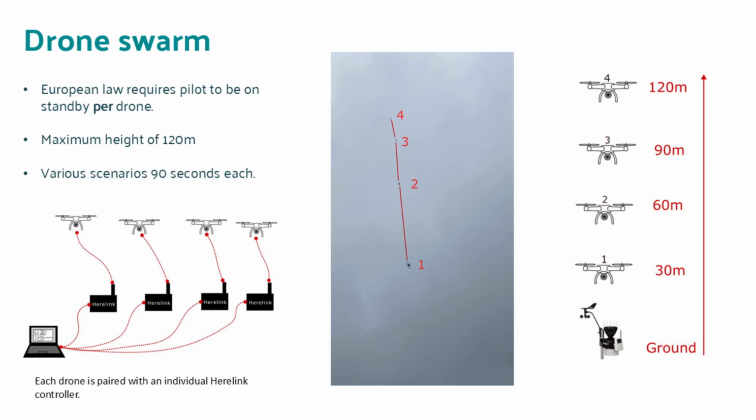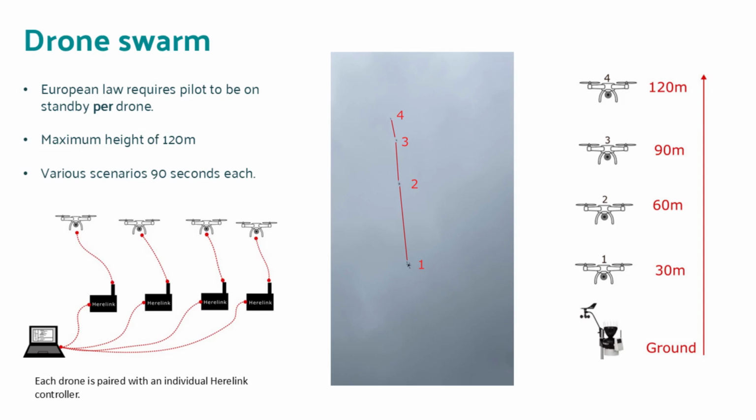The control of the swarm was managed through a Python script running on a laptop, which is connected via a local network to 4 Herelink ground controllers. Each of these communicated with one of the 4 drones, and a 5th measuring point was on the ground, done by the weather station.